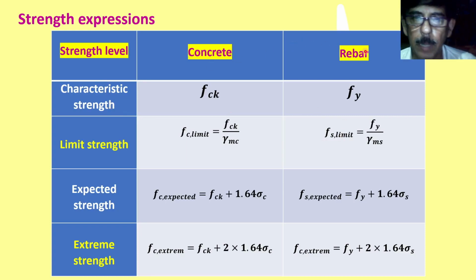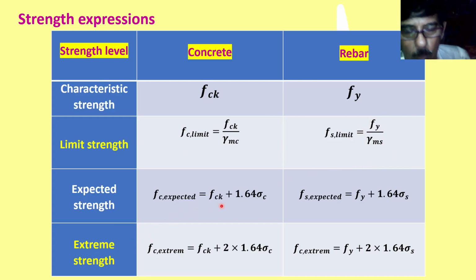So with this we can have this tabulation, strength levels for concrete and for steel. The characteristic strength for concrete is Fck, for steel it is Fy. Limit strength is characteristic divided by partial safety factor. For concrete it is gamma mc. Gamma mc value is 1.5 in Indian code, and for steel Fy by gamma ms, the value for Indian code is 1.15. If you take the reciprocal of 1.15, you get 0.87, which we shall see coming in the formula in the next slides.